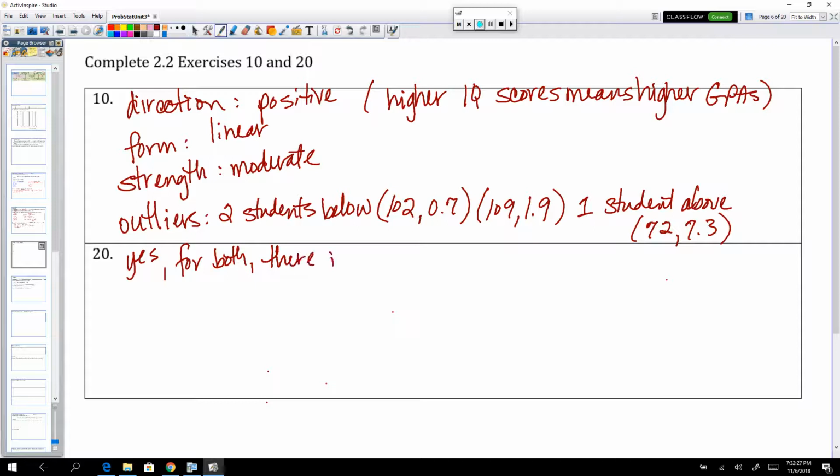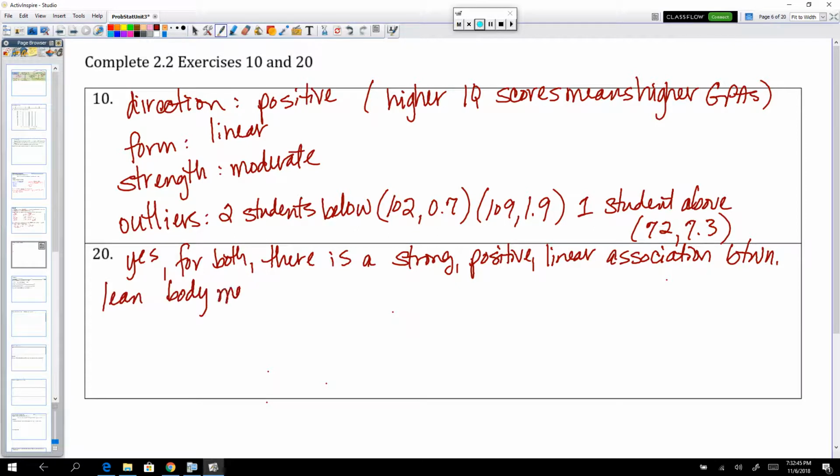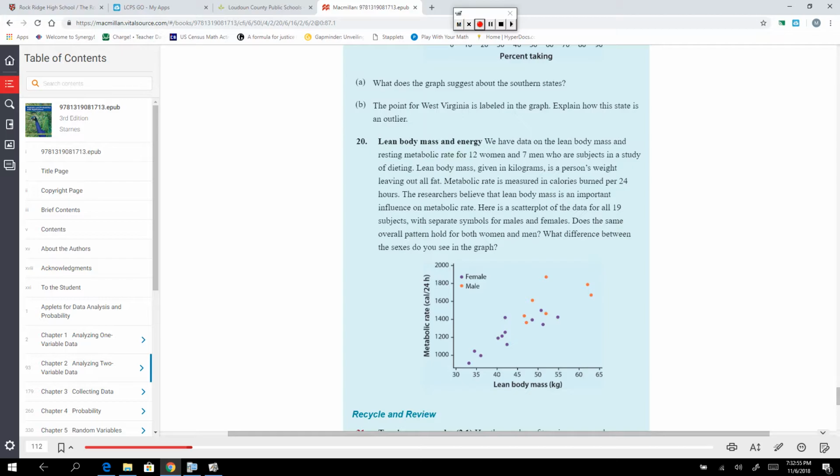There is a strong positive linear association between lean body mass and metabolic rate. Okay, that's the answer to the first question. Now let's look at the second question. What difference between the sexes do you see in the graph? So what is different between the purple dots and the orange dots? Think about that for a moment.